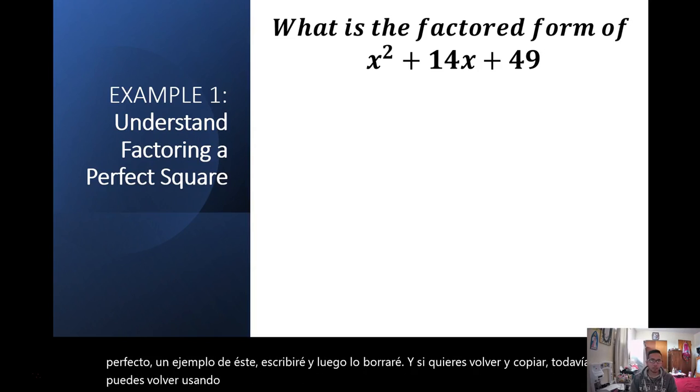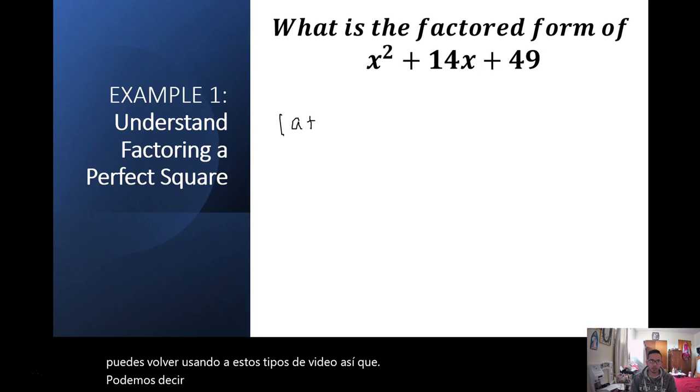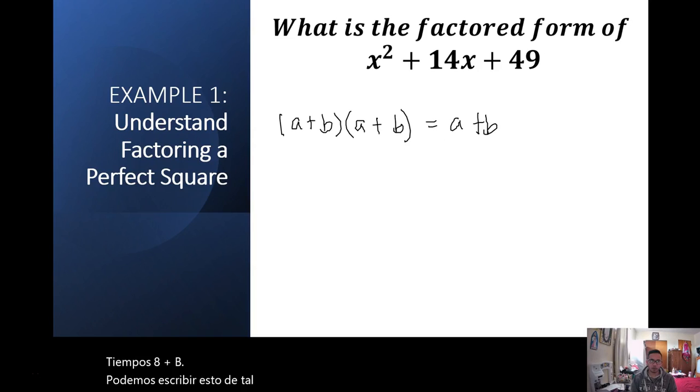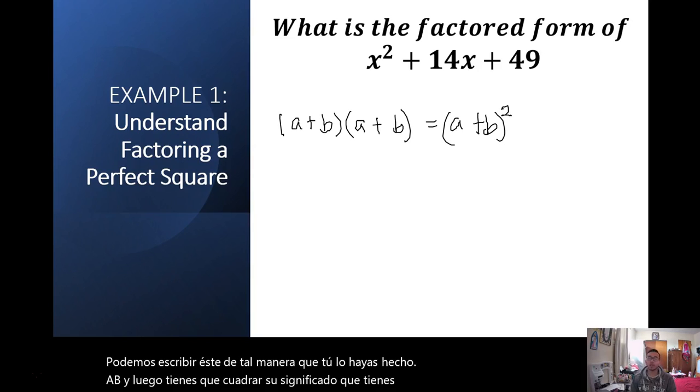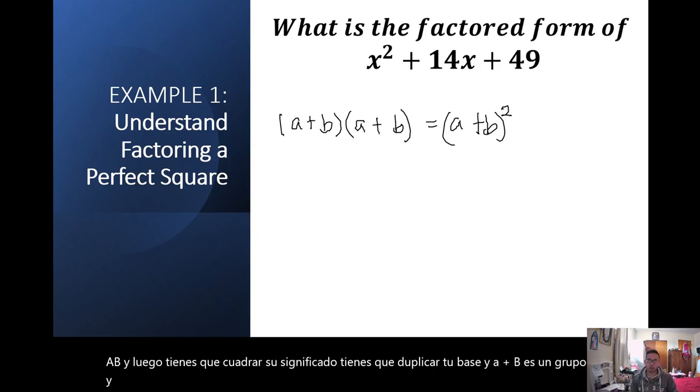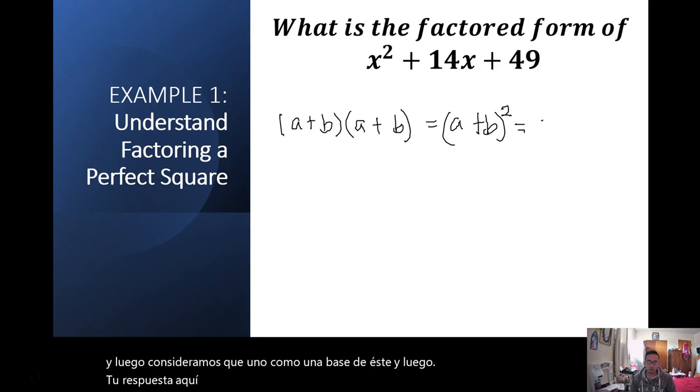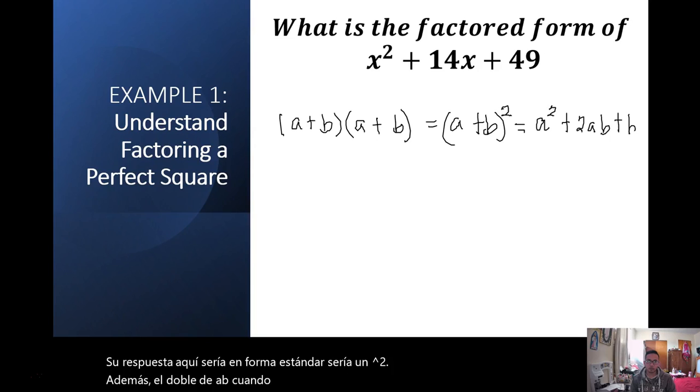So we can say that if we have a plus b times a plus b, we can write this one as a plus b squared, meaning you double your base, and a plus b is a group that we consider as the base. And then your answer in standard form would be a squared plus twice your ab when you multiply them, and then your b squared.